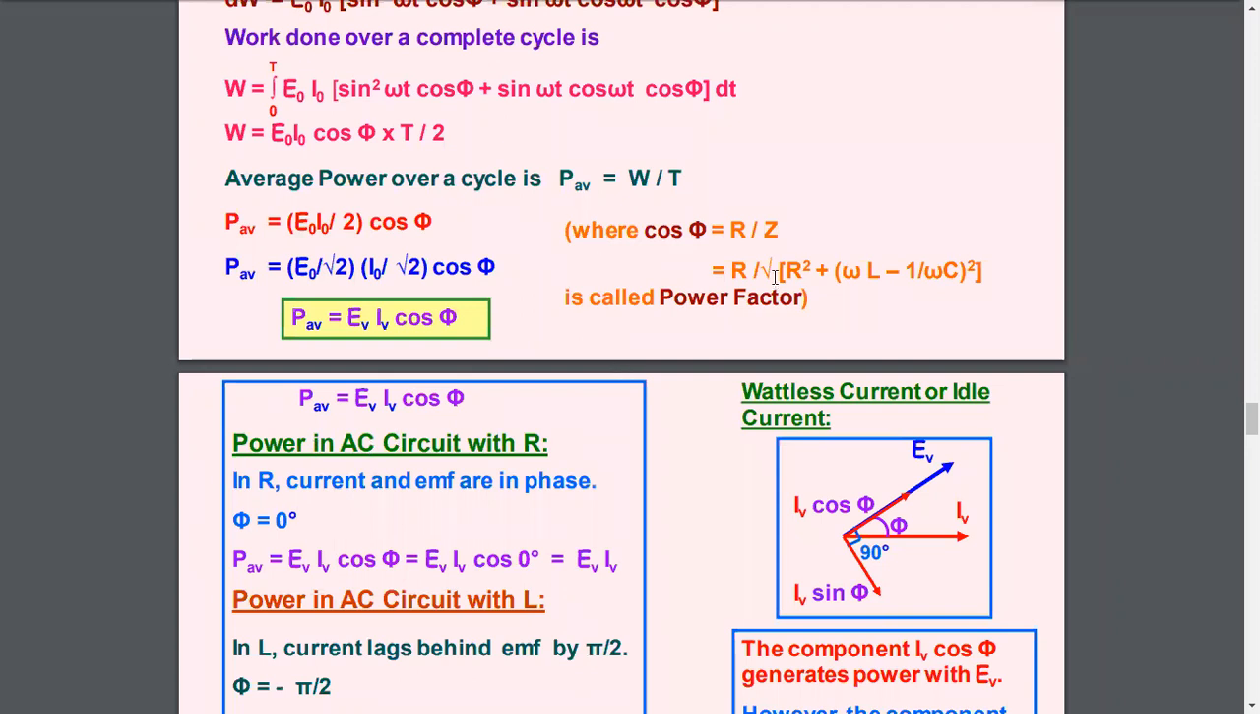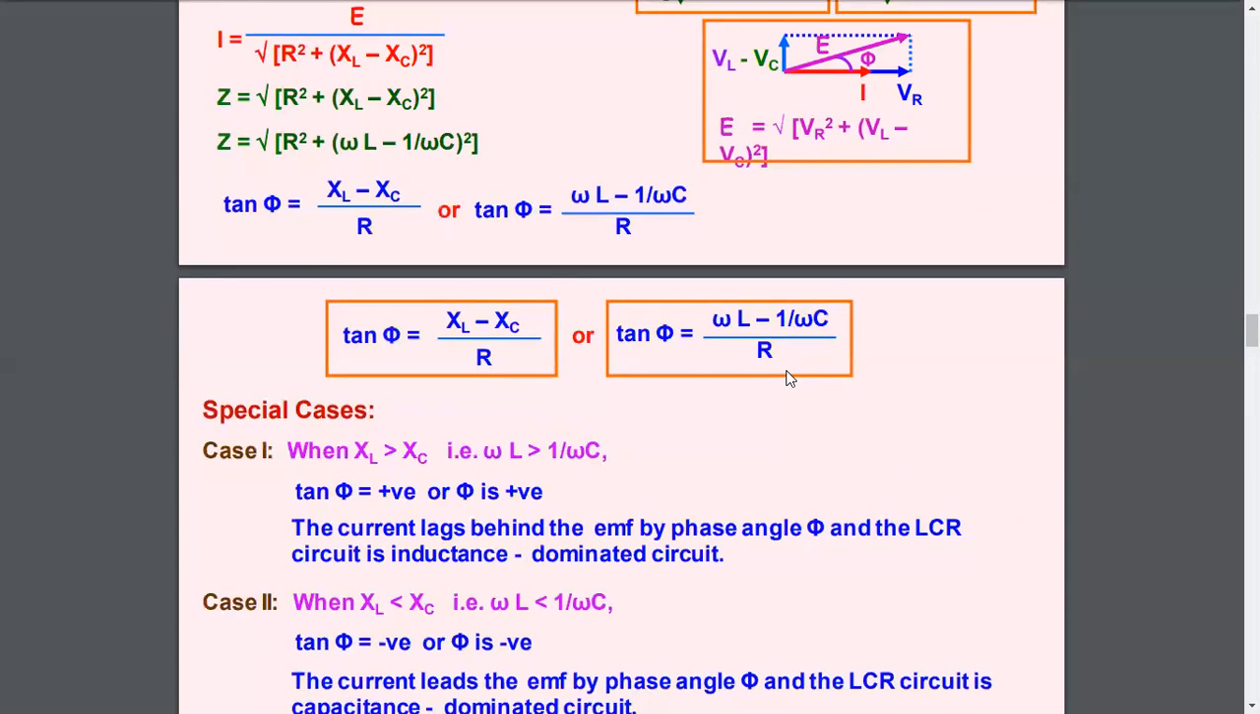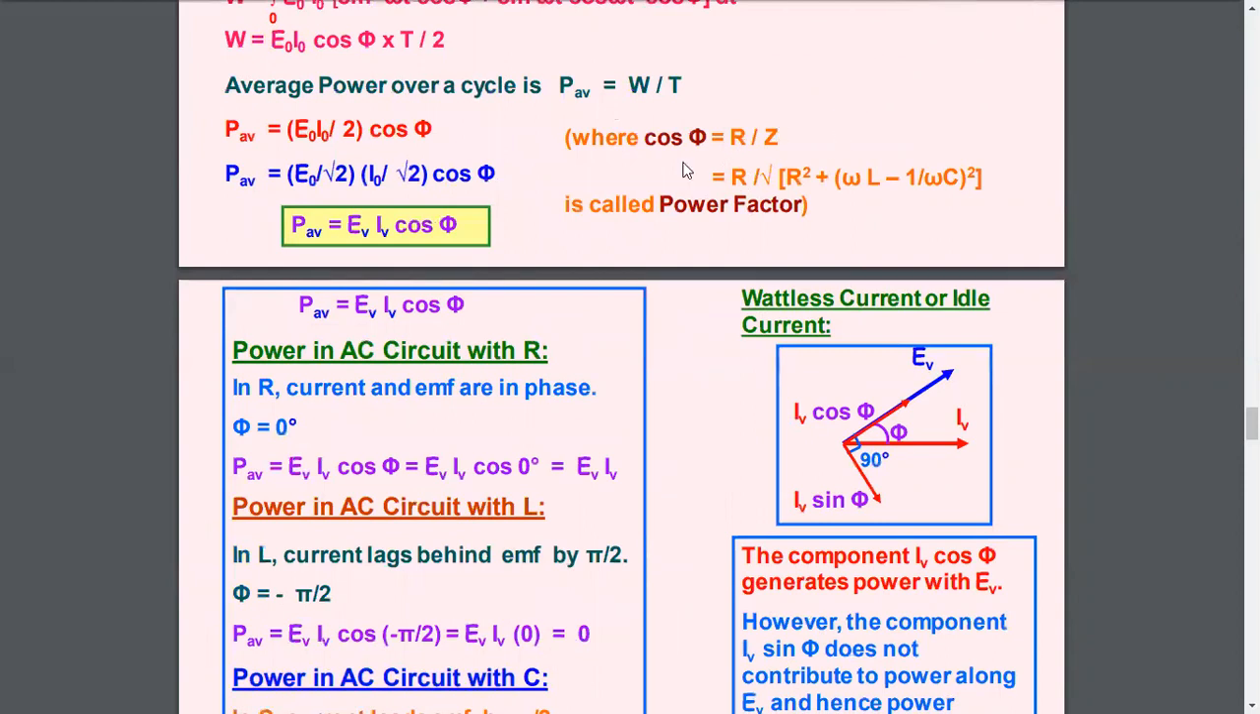And cos phi, if you look at the triangle here, you will obtain cos equal to what? Cos equal to base upon hypotenuse. So base is VR and hypotenuse is E. In place of VR, we can write I into R, and in place of E, we can write I into Z. So the ratio is I into R divided by I into Z. I will be cancelled out and we will get R by Z. This is the power factor. Power factor depends on impedance, so the power factor is a variable because impedance is frequency dependent resistance. So as impedance increases, power factor decreases, and if power factor decreases, then power across the circuit will also decrease.